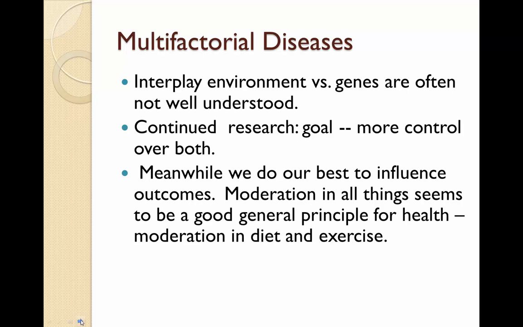So we know that they're multifactorial disorders. What that means is that there's an interplay between both our environment and the genes that we have that play a role in the disease development of both Alzheimer's and heart disease. But this is not very well understood. Research is continuing, and the goal of such research is to be able to gain a little bit more control over both, to help us better understand how we can change what we can within our environment to help with the genes that we have, so that we have less severity or later onset of these diseases.